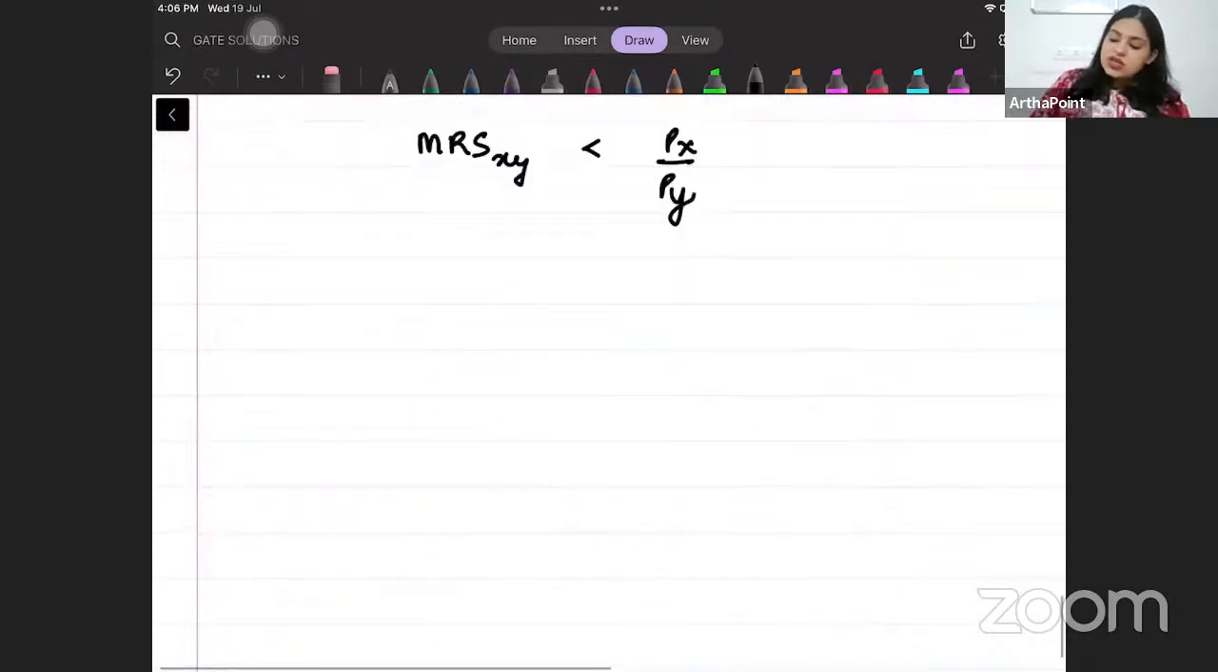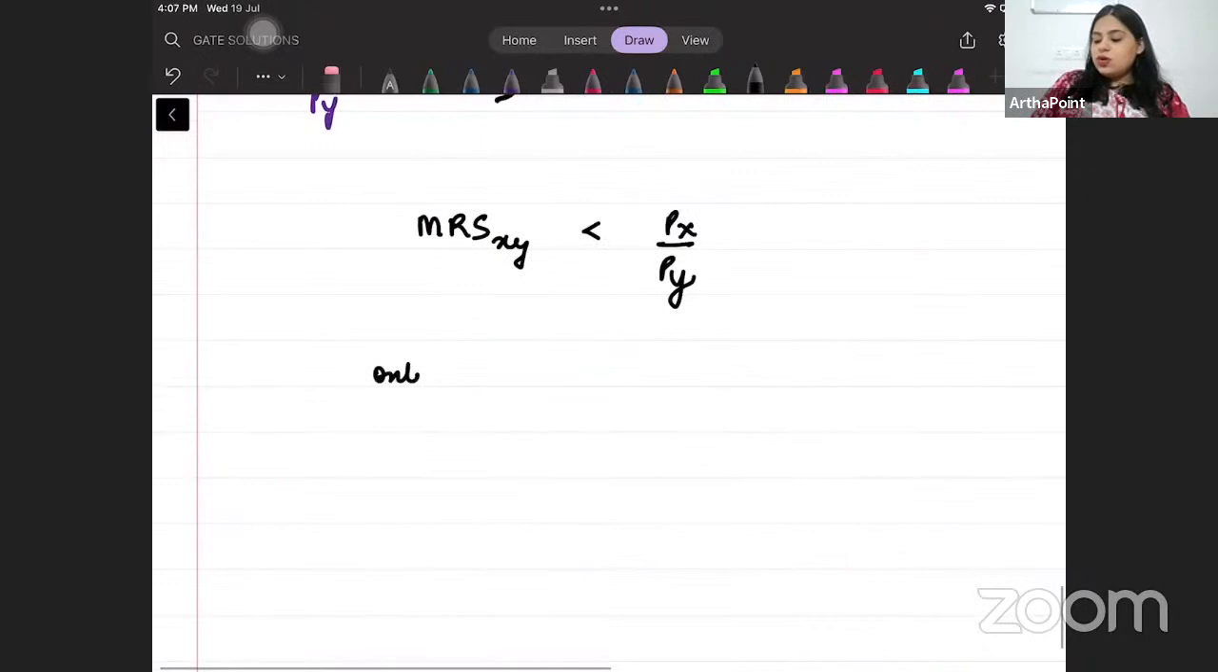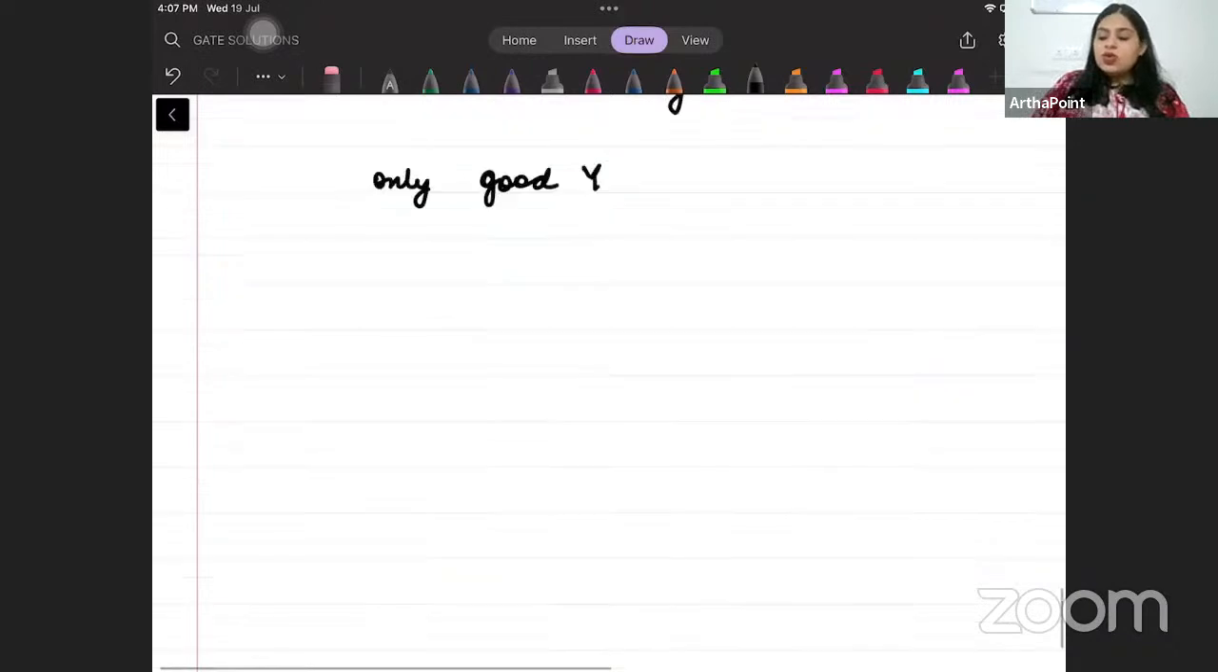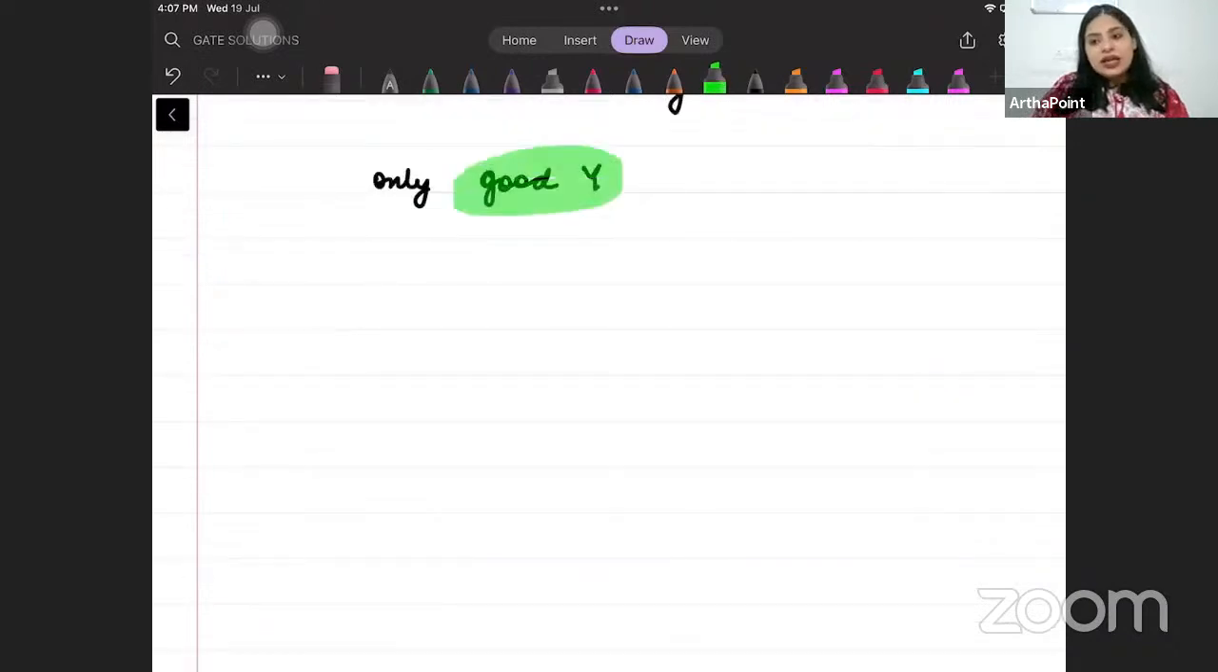So in this case, you should consume only good Y. Only good Y. Clear? You should consume only good Y. So if I consume only good Y, I must spend my entire income on good Y. How much can I consume if I spend my entire income on good Y?